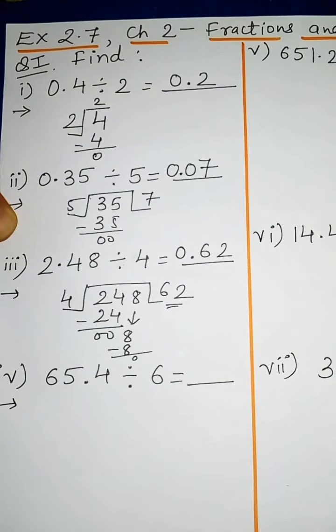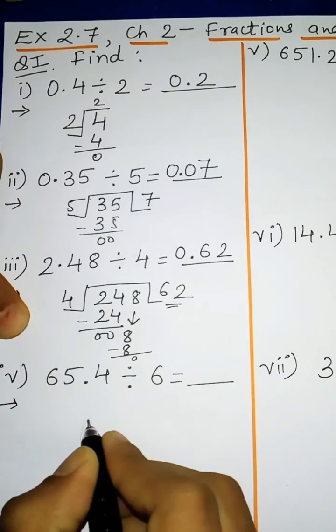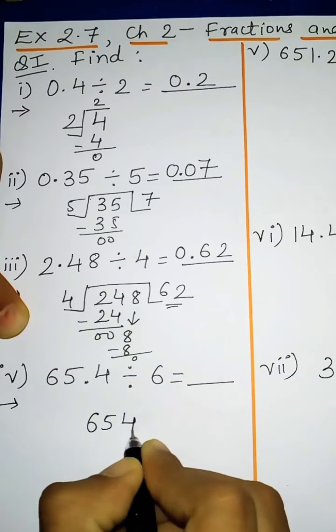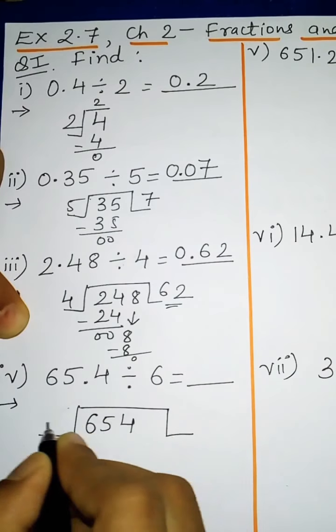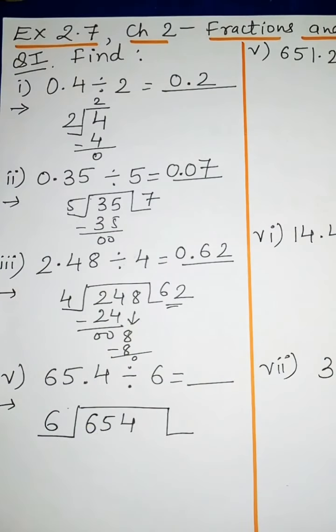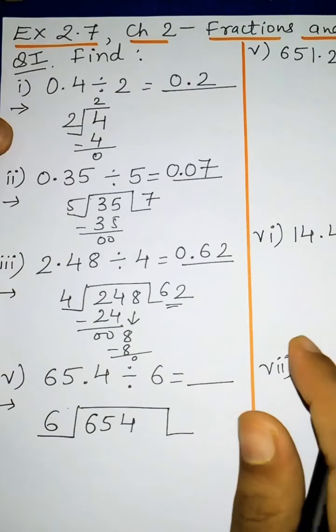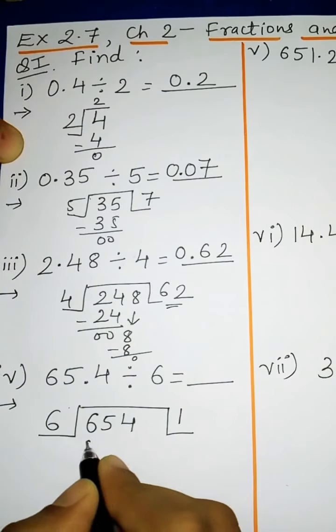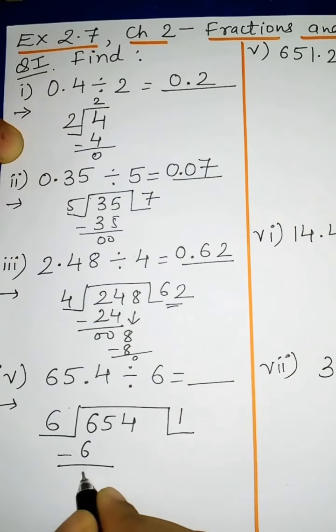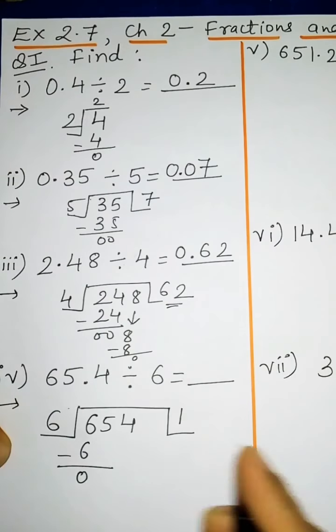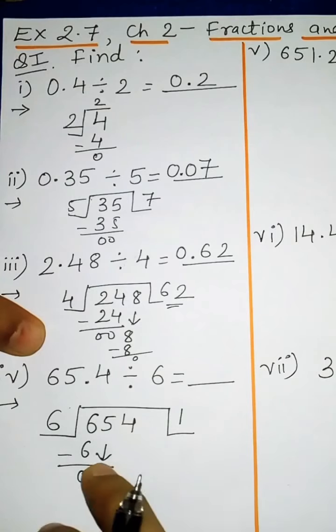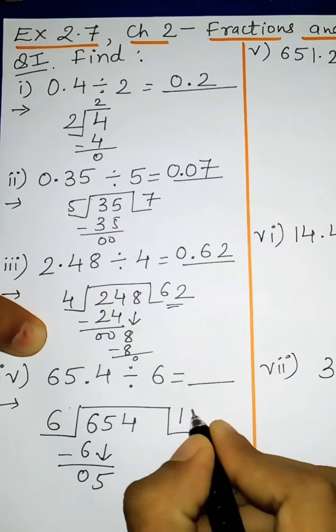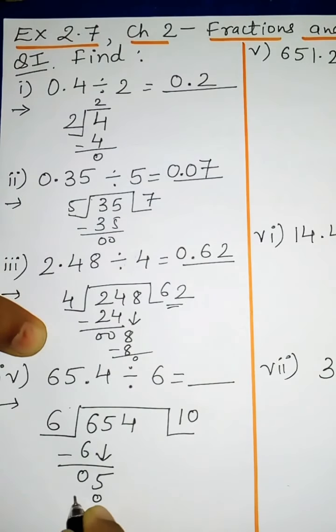65.4 divided by 6. So again first we will do simple division. So 654, this we will divide by 6. So 6 1s are 6. 6 minus 6, 0. Now this 5 we will bring here. Now 5 will not come in the 6 table. So we will take 6 zeros are 0. So again 5 minus 0, 5.